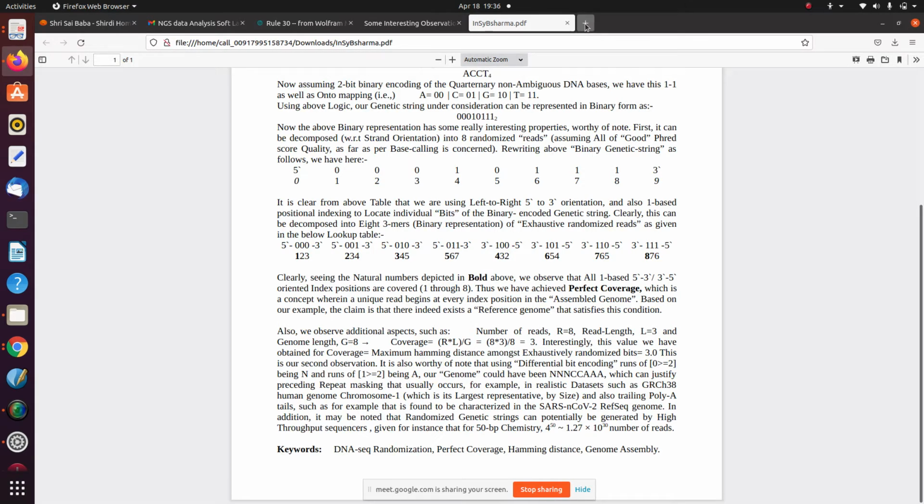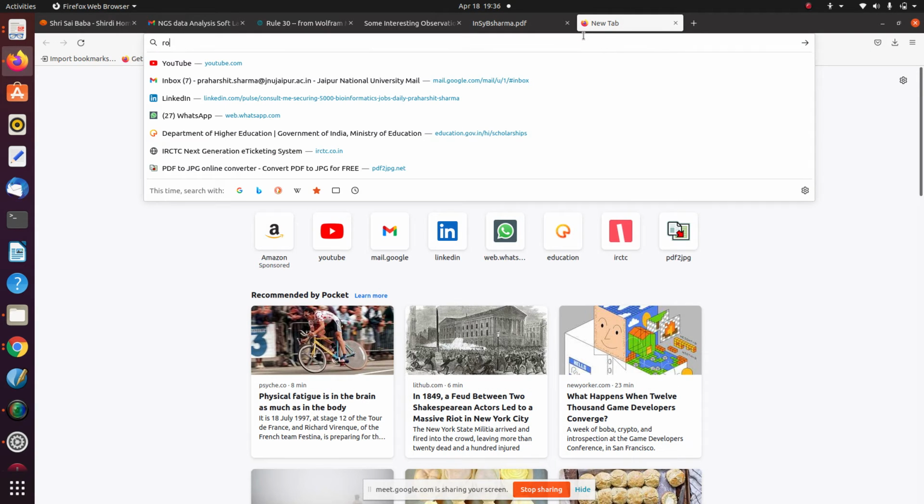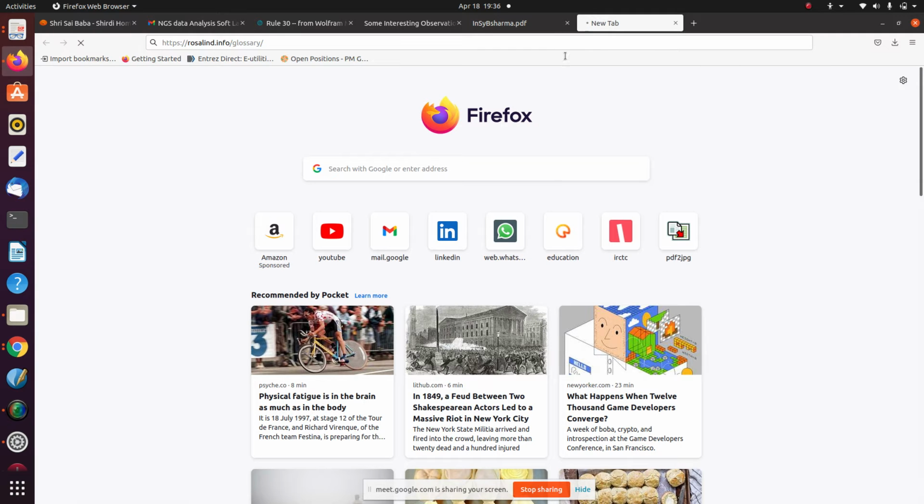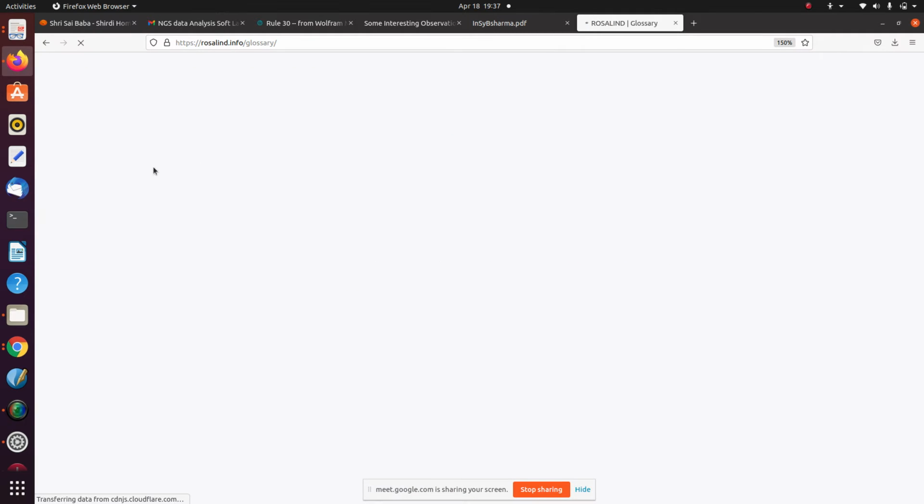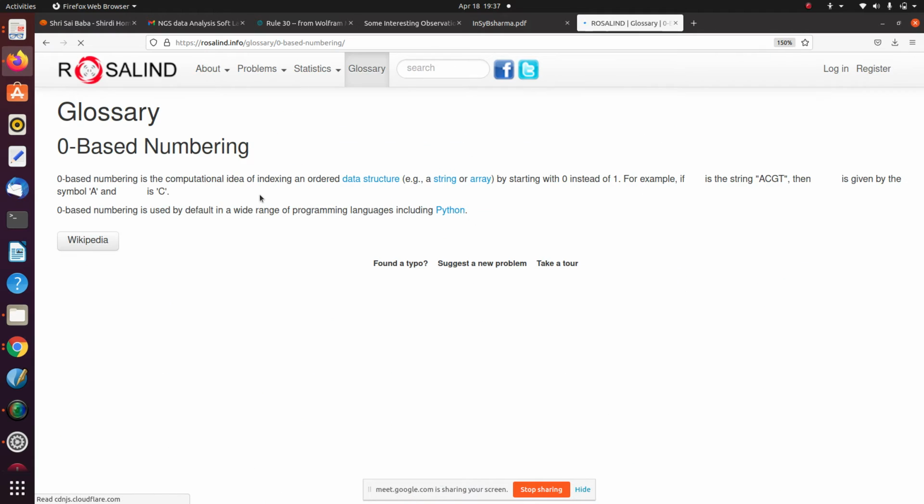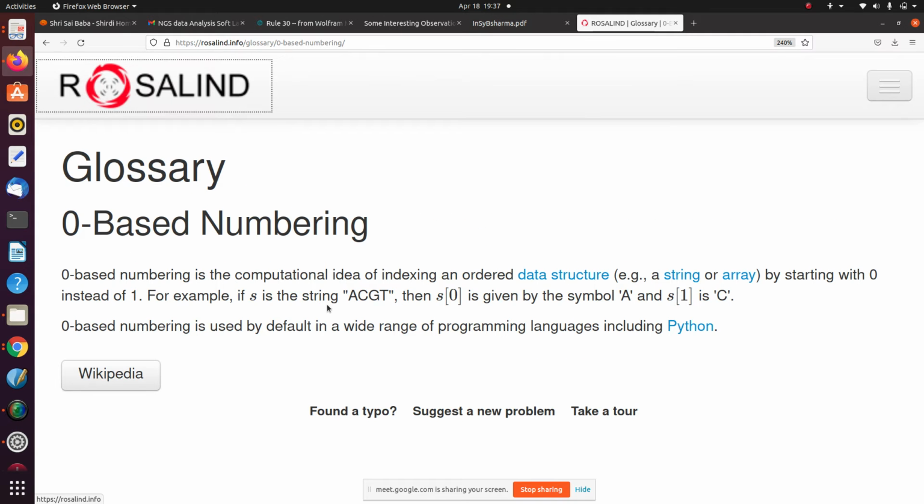So Dr. Padi, what can you say about these 2 types of numbering, Priyanka? 0 based numbering and 1 based numbering. What is 0 based numbering? 0 based numbering is the computational idea of indexing an ordered data structure, for example a string or array, by starting with 0 instead of 1.